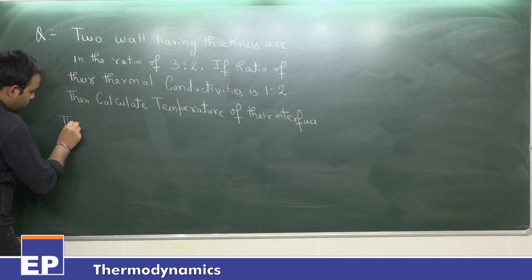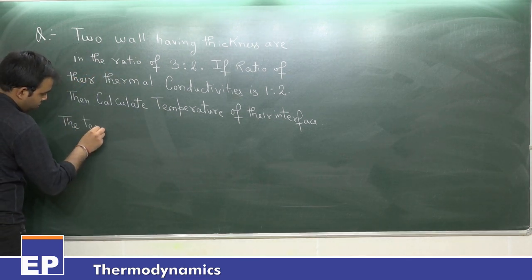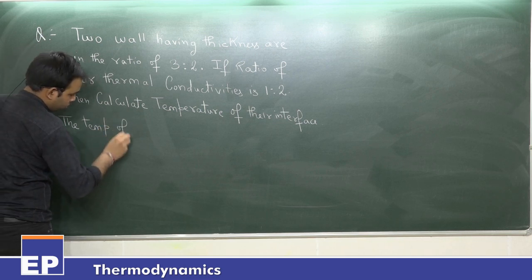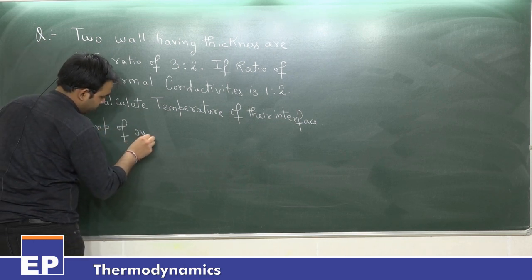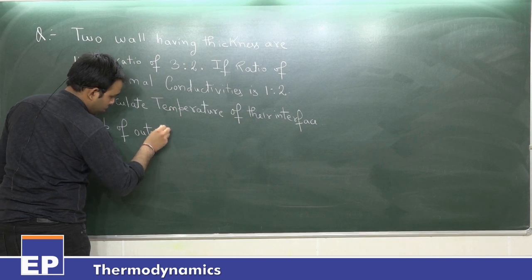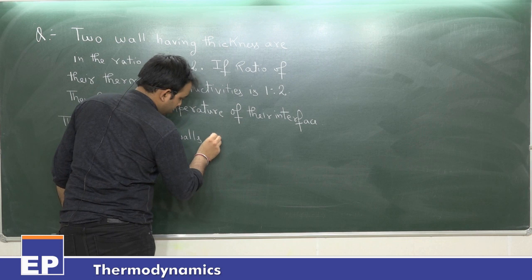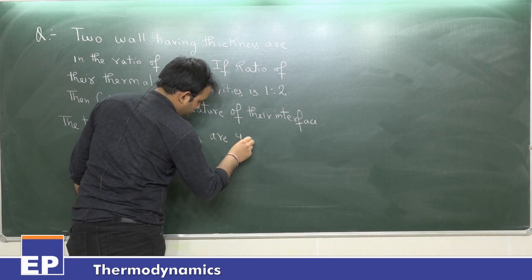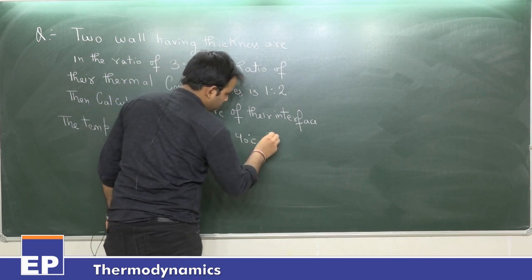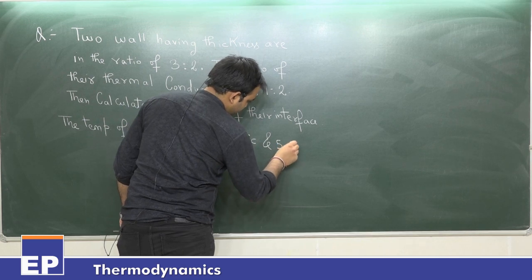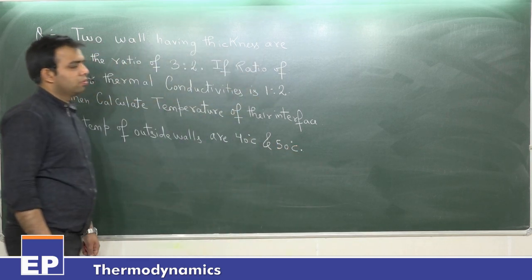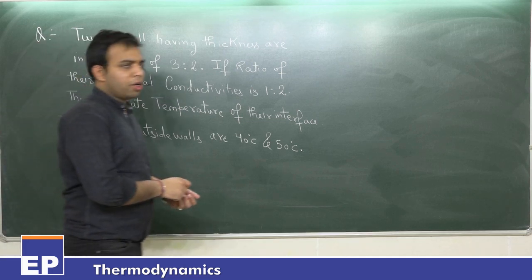The temperature of outside walls are 40 degrees Celsius and 50 degrees Celsius. Right? देखो इसमें क्या हो रहा है?